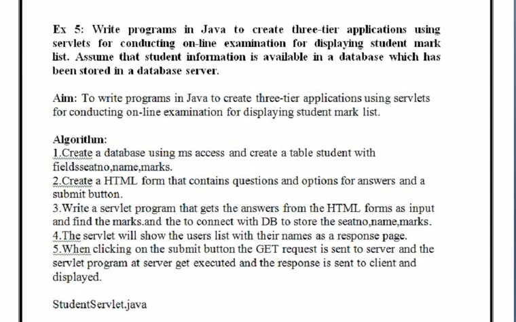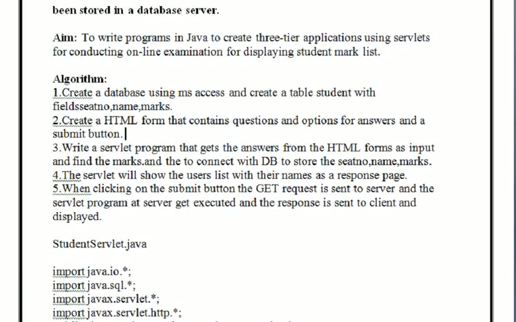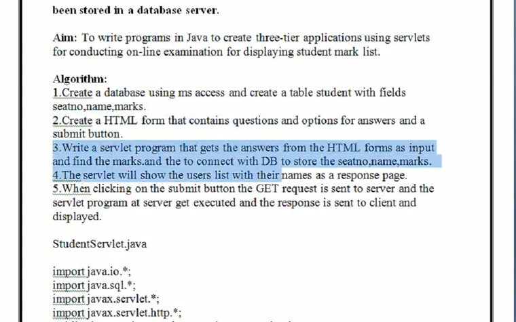Aim of this program: to write a program in Java to create a 3-tier application using servlets for conducting online examination and displaying the mark list. Okay, this is the algorithm. First we want to create the database. Inside the database we want to make some fields, that is seat number, name, marks, like that, and create an HTML program. Then you want to connect the servlet, that is the server program, with the HTML. Then finally you will get the result.